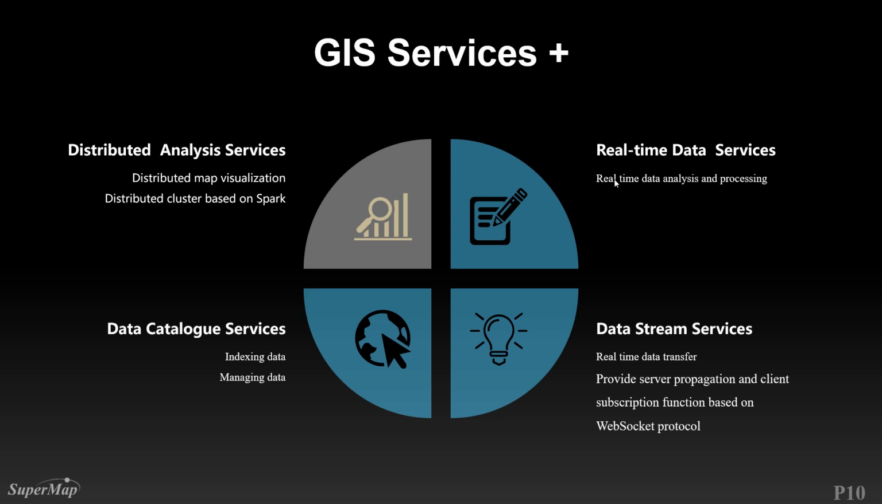SuperMap iServer also provides the real-time data service for analysis and processing of real-time data in CSV, GeoJSON, and JSON formats. Currently supported data access protocols include WebSocket protocol, HTTP protocol, TCP protocol, and Kafka communication protocol.